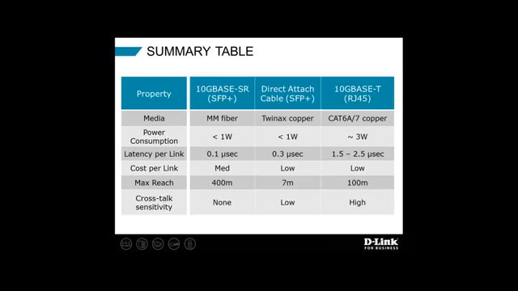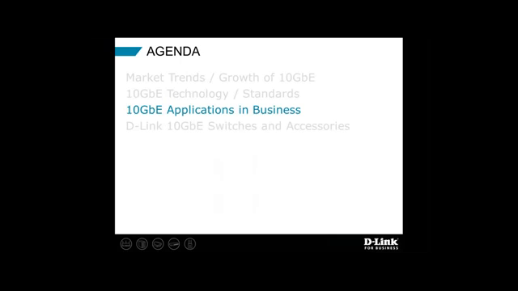So I'm showing here 10GBASE-T, which, as we talked about, is Cat 6A, Cat 7 copper, and we get the full 100 meters that we're accustomed to with Ethernet. A little bit higher power consumption. Right now we're typically looking at between 3 to 5 watts per port for 10GBASE-T. Latency is a little bit higher, but for applications where we can live with that kind of latency, 10GBASE-T is a really nice, really low-cost solution for providing 10 gigabit in a business network.